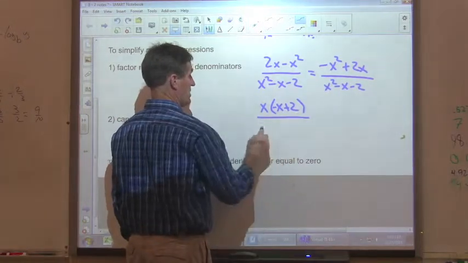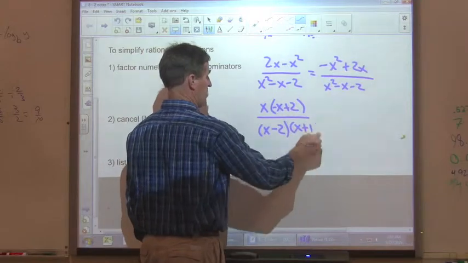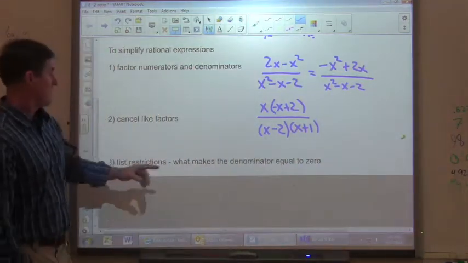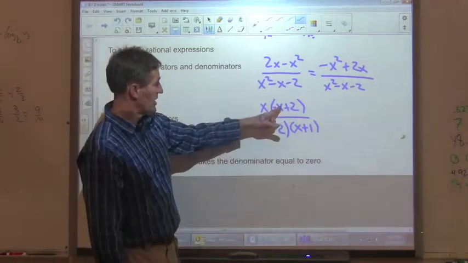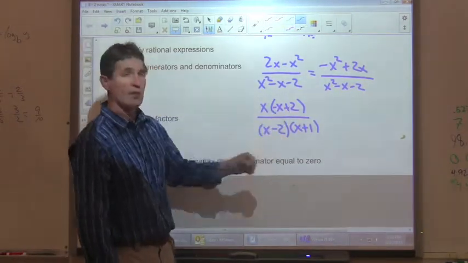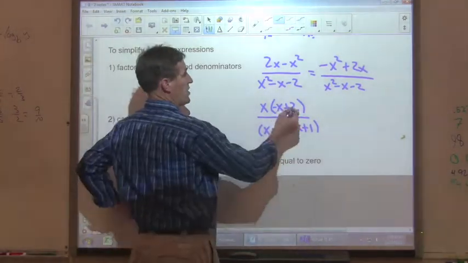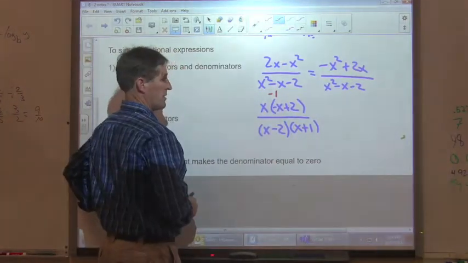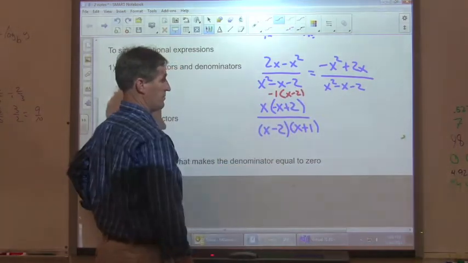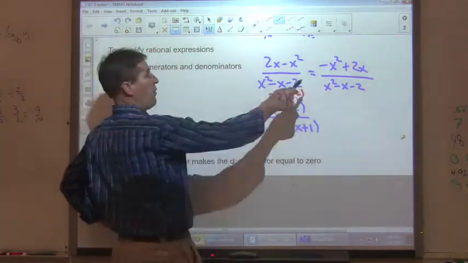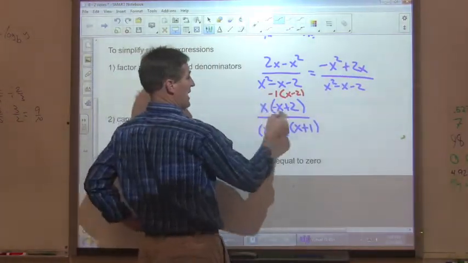Over, and if we factor this, that factors into x minus 2 and x plus 1. Well, if we go to cancel, we don't have anything that's the same, but if you notice, this is a negative x, positive x, 2 and negative 2. If they're opposites, you can just pull a negative 1 out of that, because if I pull a negative 1 out, that becomes x minus 2. So what you probably would have wanted to do in the beginning was pull out a negative x, but it doesn't make any difference when I pull that negative 1 out.